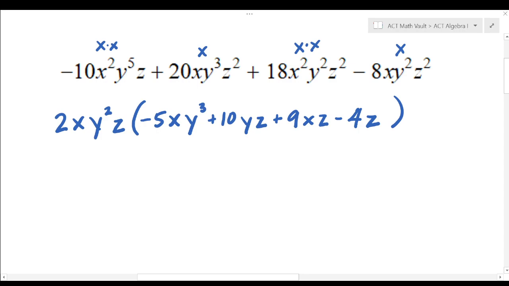I can tell nothing is common. I can't pull a common anything out. It looks like a z I could, but then there's no z here, so this is fully simplified. So that must be the answer.